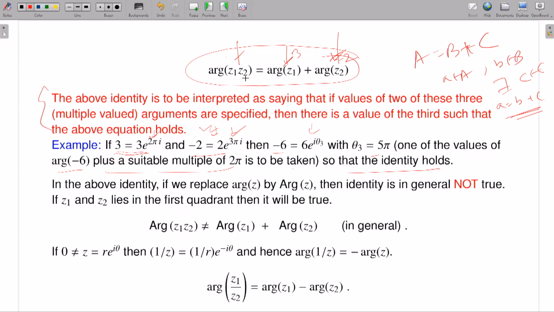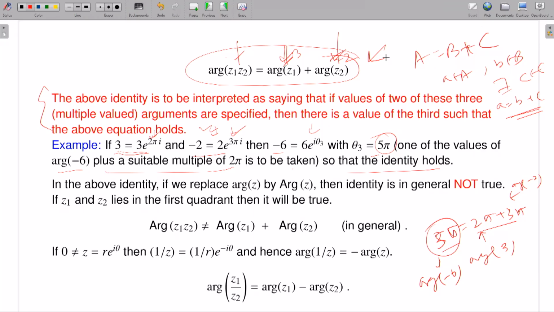Then it says that minus 6, which is of the form e to the power i times theta 3, and theta 3 is exactly equal to 3 pi plus 2 pi. This is 5 pi. This is one of the values, and that's how the equality holds. So therefore you can say that 5 pi is 2 pi plus 3 pi, because 2 pi is a member from this argument of 3. So this is an argument of 3. This is a member of small arg of minus 2. Then 5 pi is a member from small arg of minus 6, so that 5 pi is equal to 2 pi plus 3 pi. That's the meaning of this line.